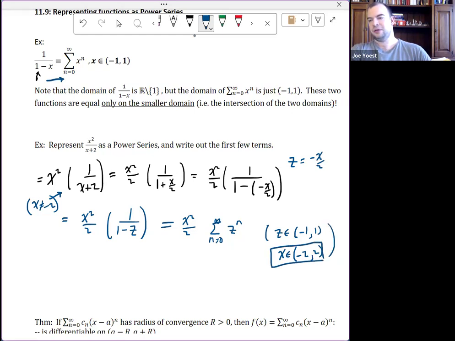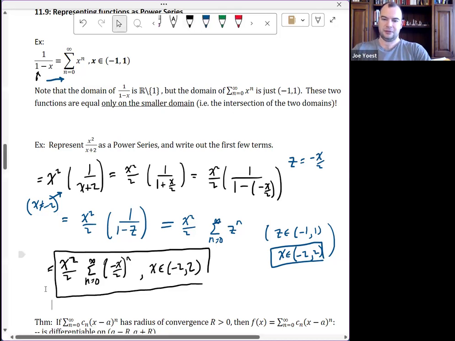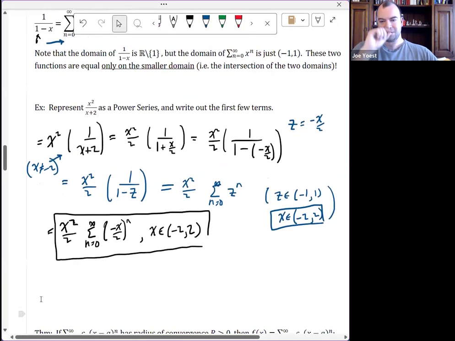So this is the more restrictive domain. And of course, this is x squared over 2 sum n equals 0 to infinity of negative x over 2 all to the n. That's what z is. This is for x in open negative 2 to 2. I could write it this way and leave it like this.